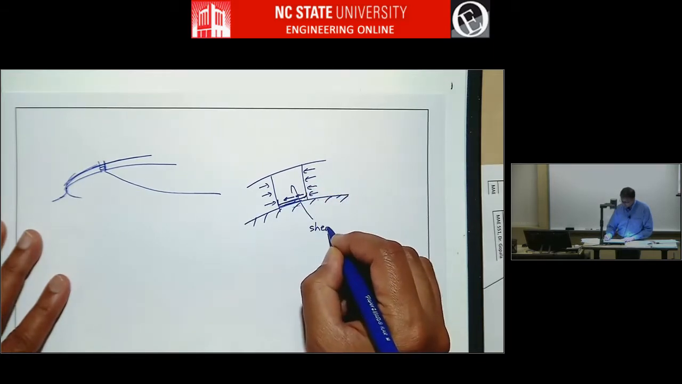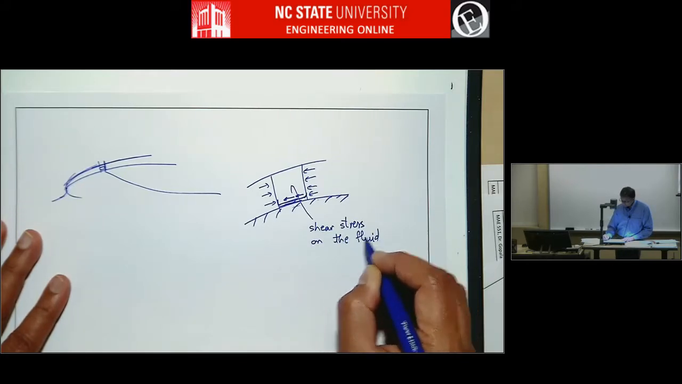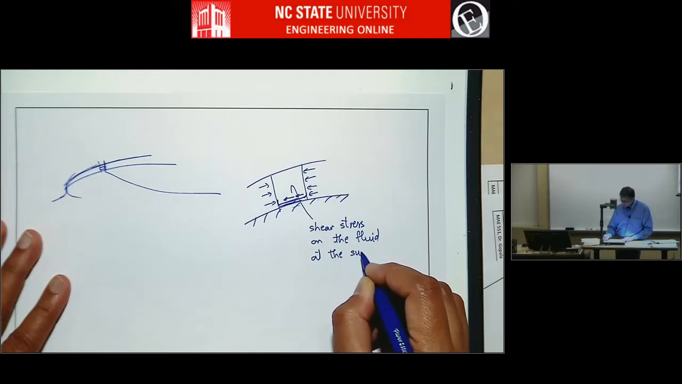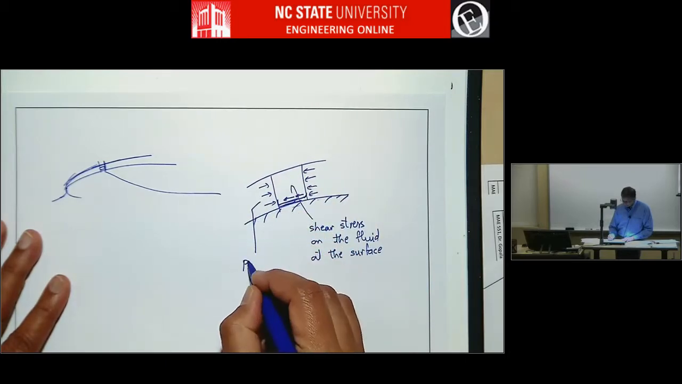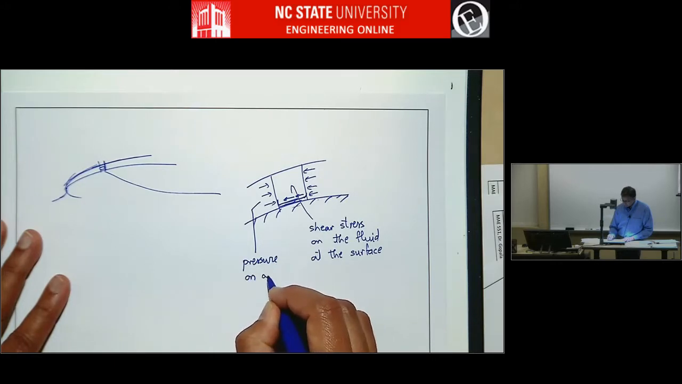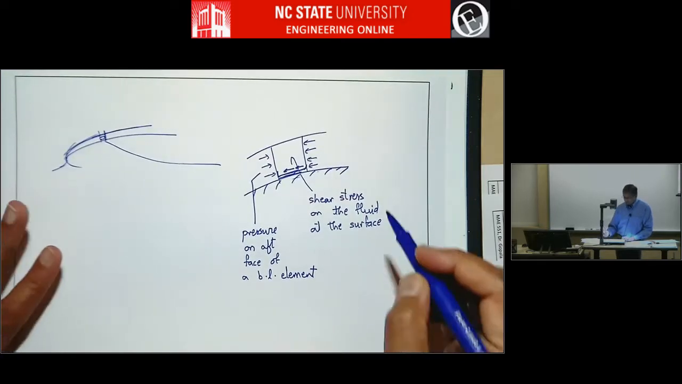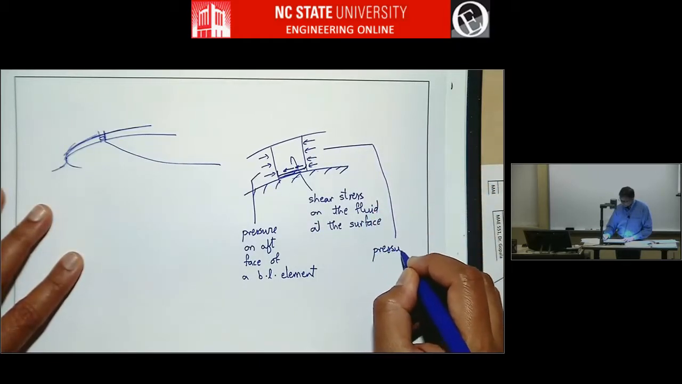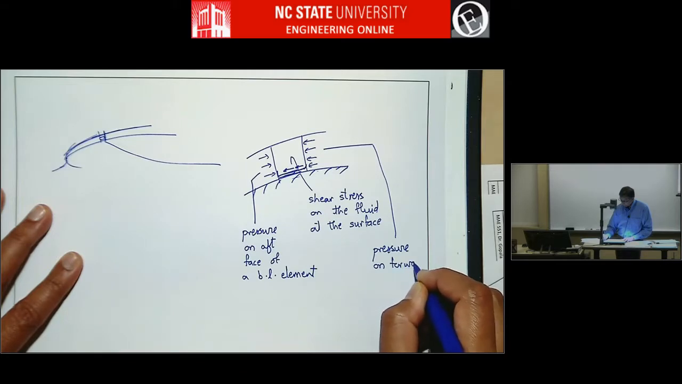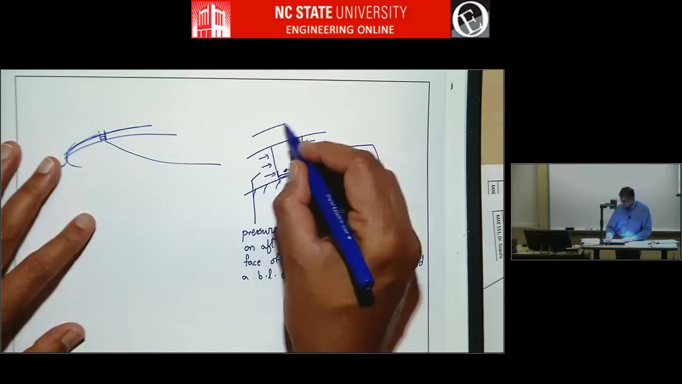This is shear stress on the fluid at the surface. And this is the pressure on the aft face of a boundary layer element. I'm just using the concept of a boundary layer element kind of loosely. And this is the forward pressure on the forward face. Right, so the flow is in this direction.